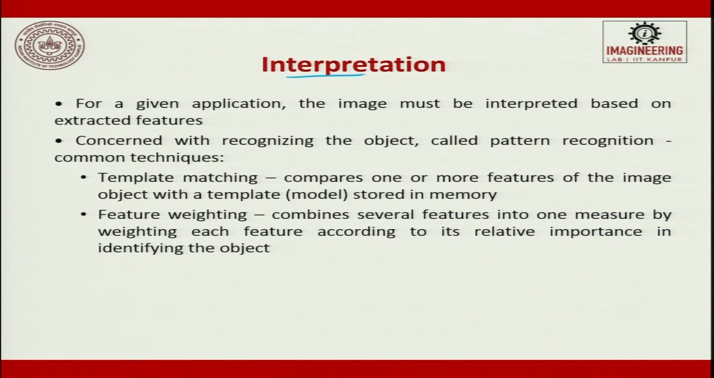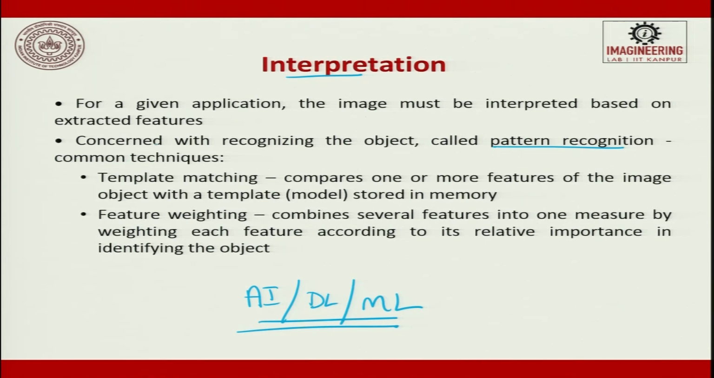Then afterwards comes the interpretation. For a given application, the image must be interpreted based on the extracted features. This is concerned with recognizing the object, called pattern recognition, which is very commonly used. Here we use artificial intelligence, deep learning, and machine learning. All these techniques are used in interpretation in machine vision, which is part of computer aided quality control.